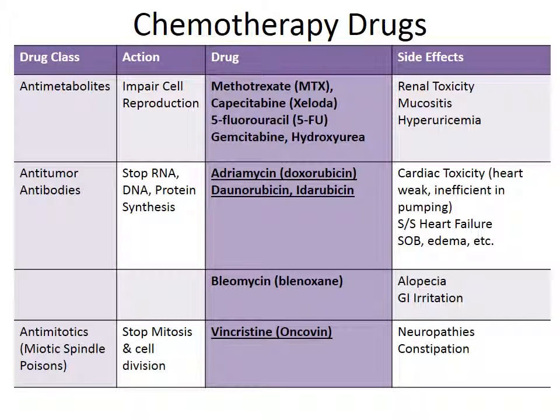Chemotherapy drugs. There are numerous classes of chemotherapeutic drugs, and most of them are aimed at impairing cell reproduction, stopping the RNA or DNA protein synthesis, stopping meiosis and cell division, and various other stages of the tumors. I will allow you to review these slides on your own and to look at the different types of drugs and their side effects.